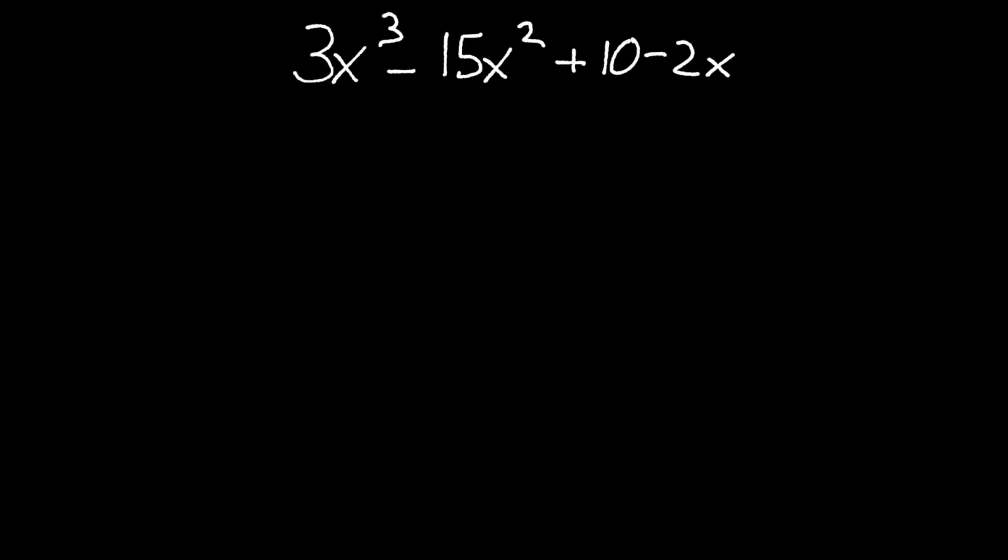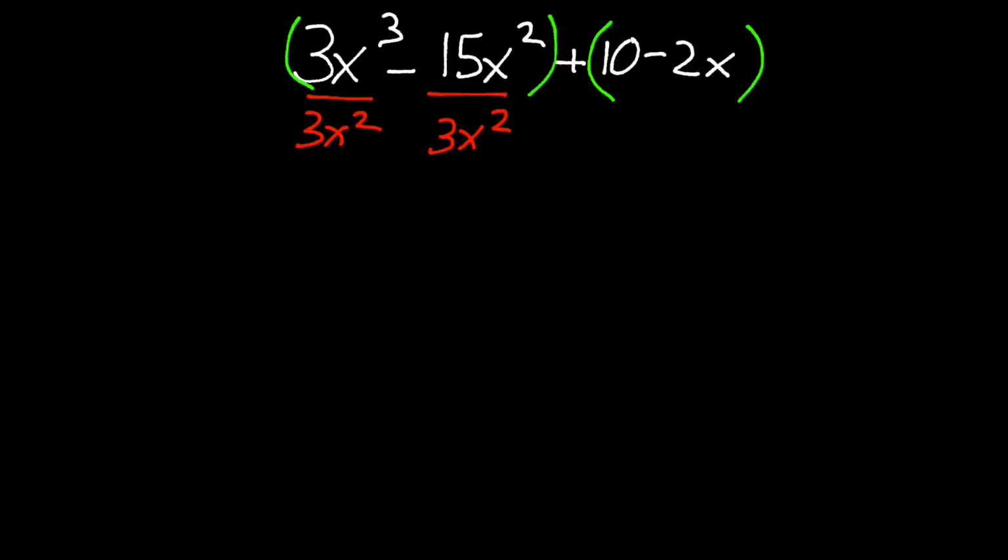First thing we want to do is group up the first two terms and group up the second two terms and find our GCF. We need to get the GCF of 3x cubed minus 15x squared. And the GCF here for this first group turns out to be 3x squared. So if I divide both terms by 3x squared, I will get my first set of parentheses of my answer.